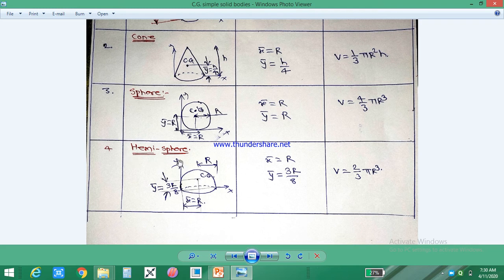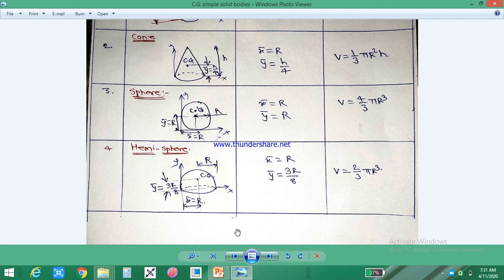And the last one is the hemisphere. Here we have placed the hemisphere facing towards the x-axis, and its x bar equals r, because it is symmetrical over this axis, and y bar equals 3r upon 8, that is the distance of this CG from the center axis, if this hemisphere is facing towards the upward direction. So the distance of y bar will be r minus 3r upon 8.